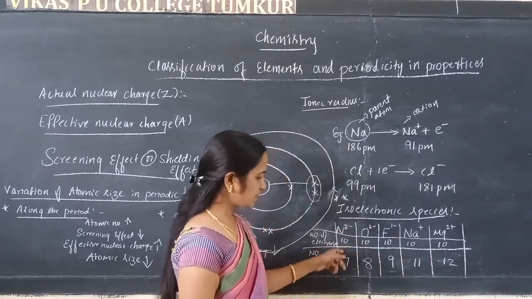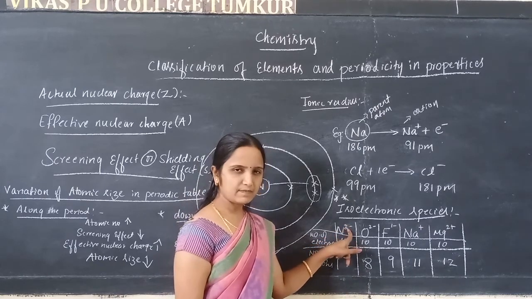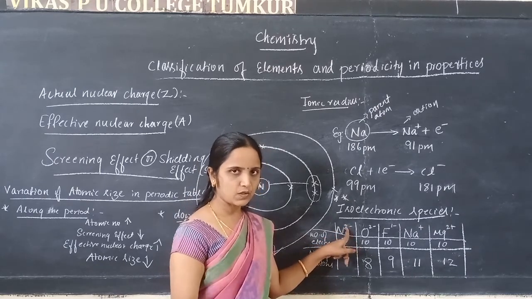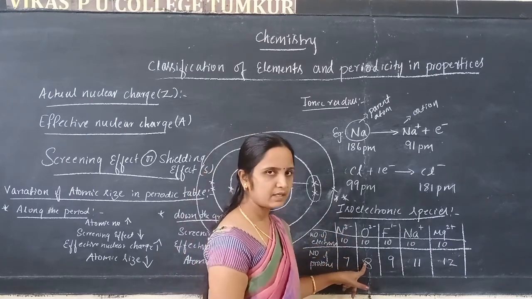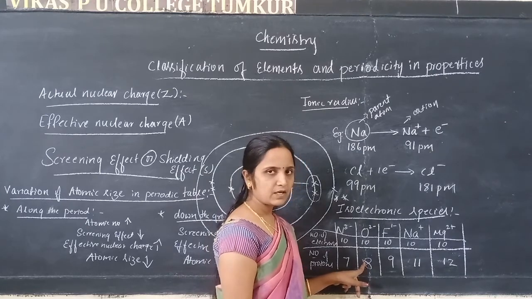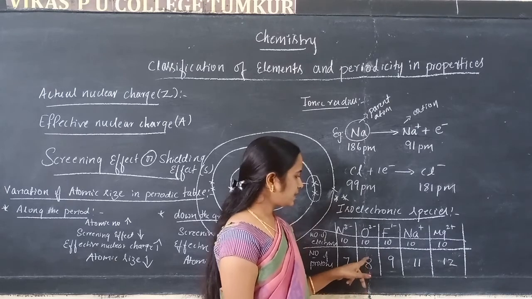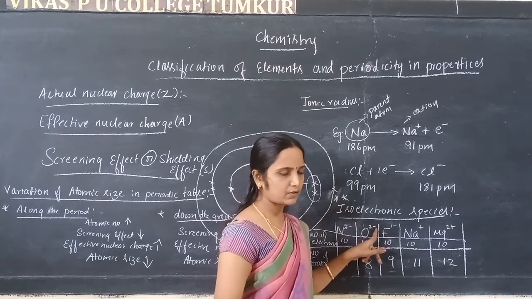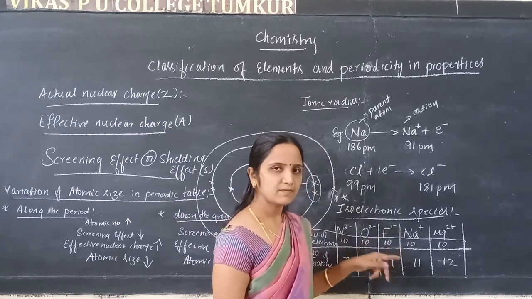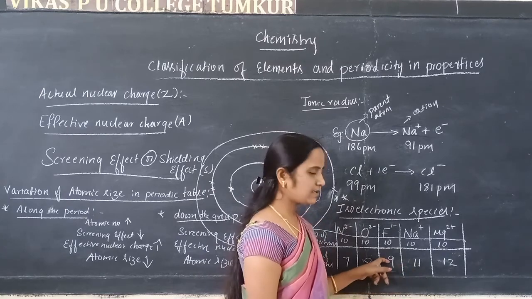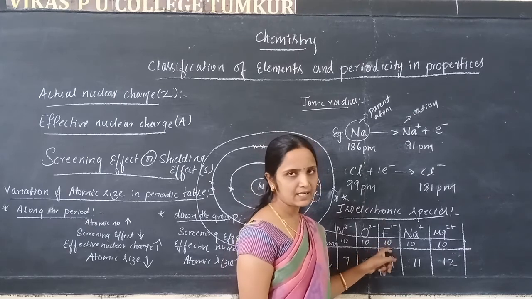Then how do we get 10? For the anion, adding electrons: 7 plus 3 gives 10. Like that only, the atomic number of oxygen is 8, therefore it contains 8 protons. Then 2 minus means adding 2 electrons, 8 plus 2, 10 electrons. Then 1 minus means 1 electron is added. The atomic number is 9, so the number of protons is 9. 9 plus 1, we get 10 electrons.